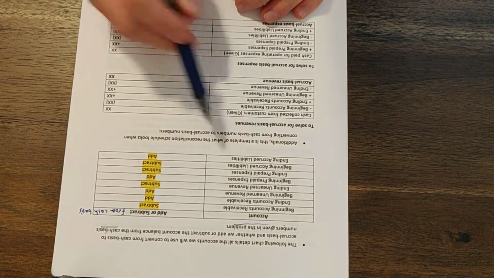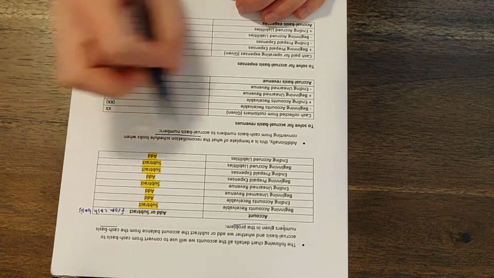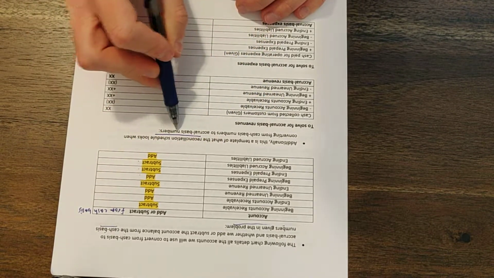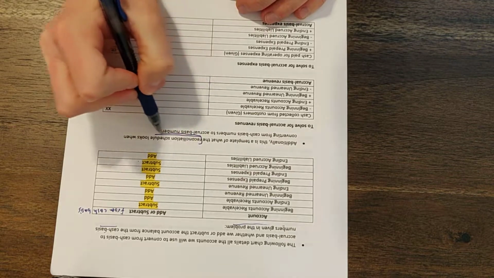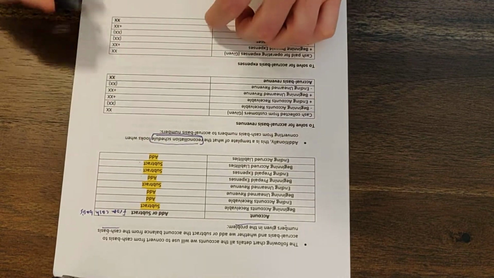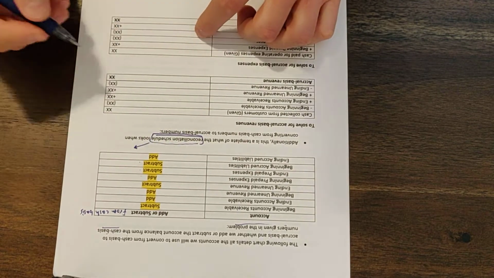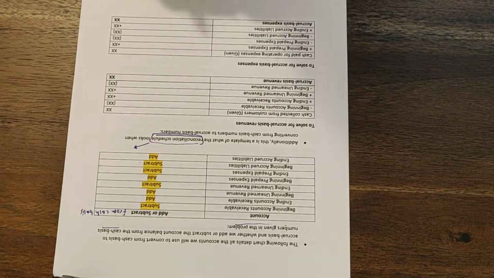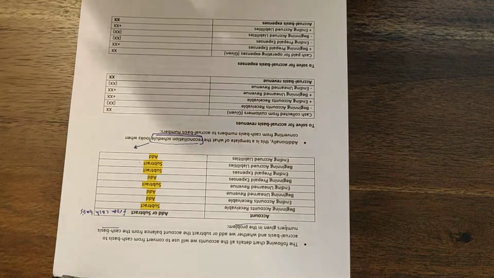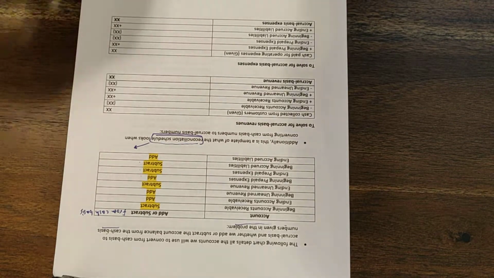Additionally, we have this template of what a reconciliation schedule looks like when converting from cash basis numbers to accrual-based numbers, okay. So we have this idea of a reconciliation schedule. We're going to see this a lot in FAR 1 and FAR 2, and so I just wanted to go ahead and familiarize you all with the terminology just because we're going to see it a lot. We might as well just get familiar with it now.